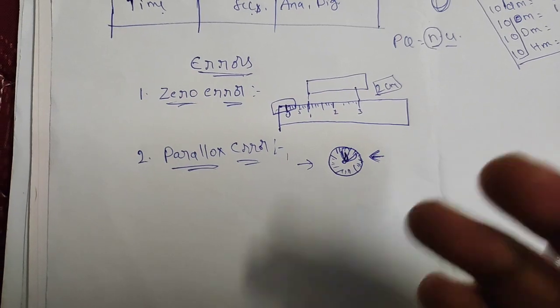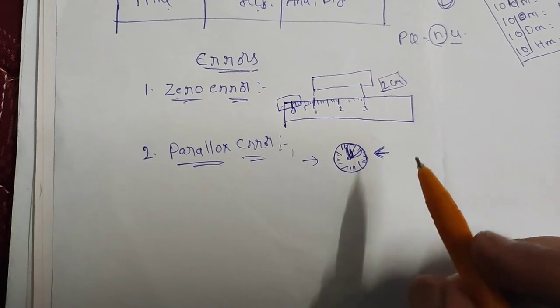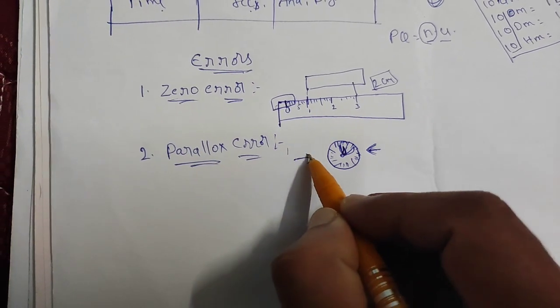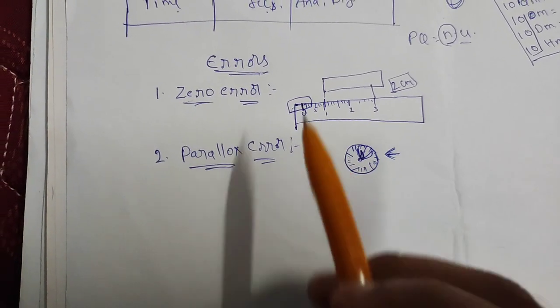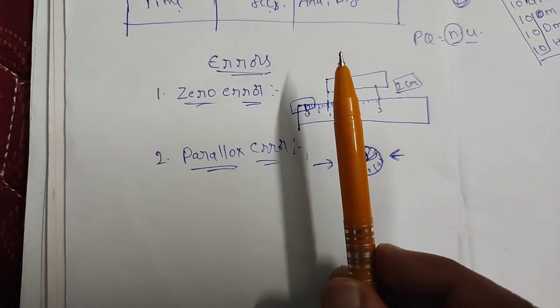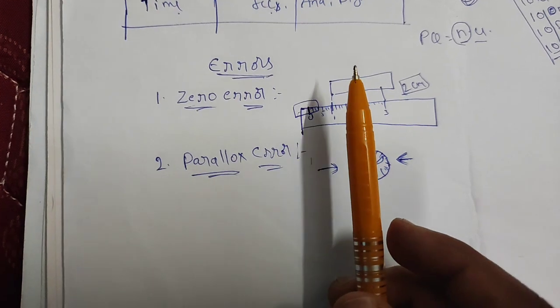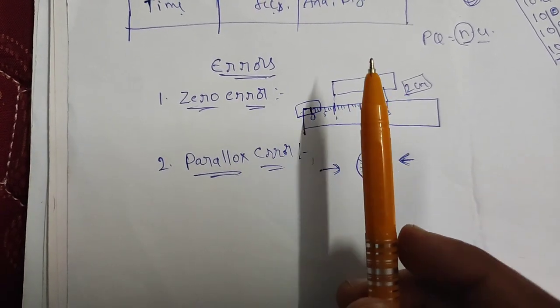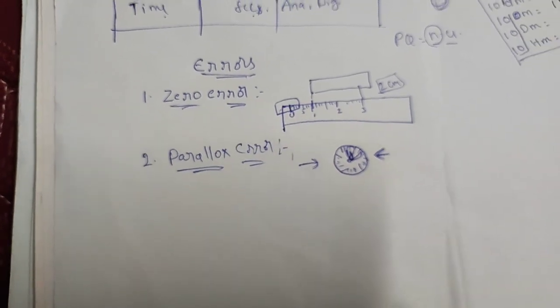How can we avoid or prevent this one? You should never watch it from left or right. You should watch it perpendicularly. If a pen is there, you should not watch it from the right side or left side. You should watch it from the top, that means perpendicular to that one. Then only this parallax error may be relieved.